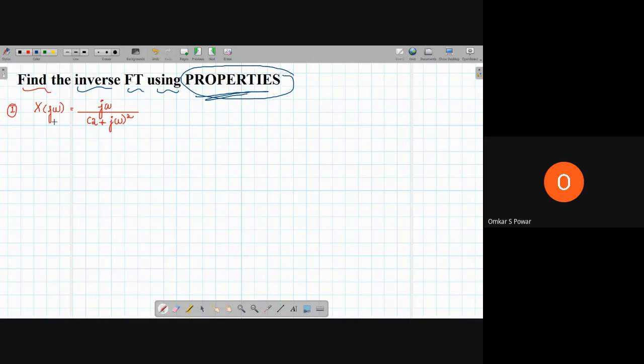So what's the question here? X of j omega is equal to j omega divided by (2 plus j omega) the whole square. Remember, when they ask for the property, you can't substitute j omega equal to s and keep on solving. We have to use the properties.